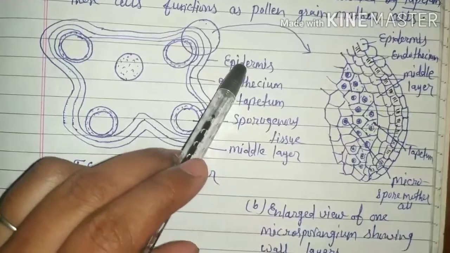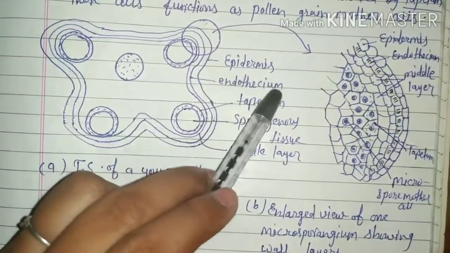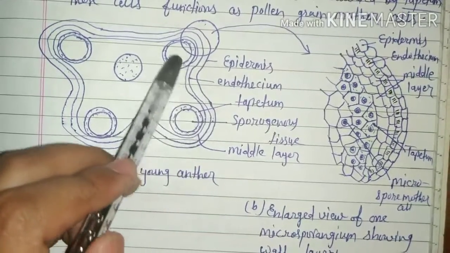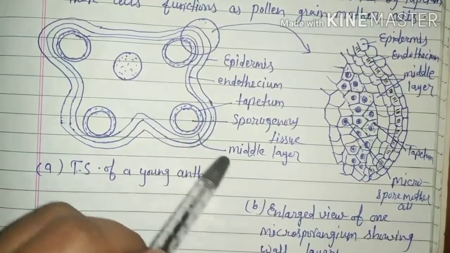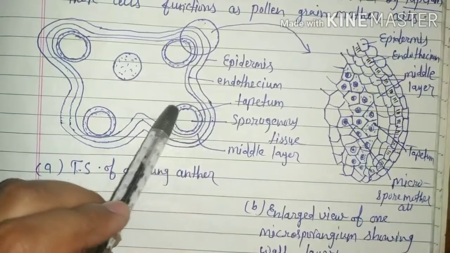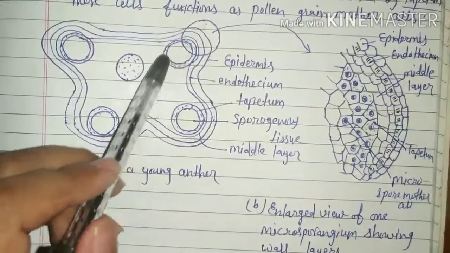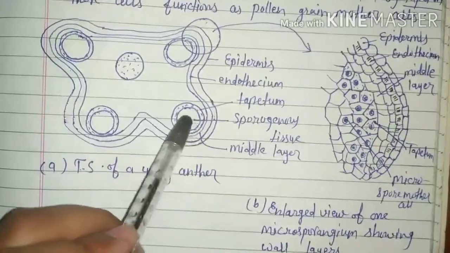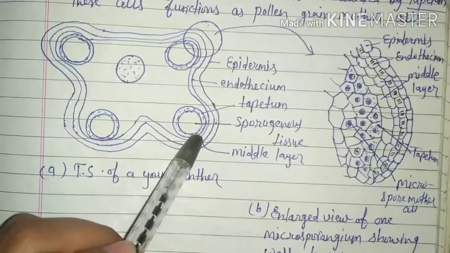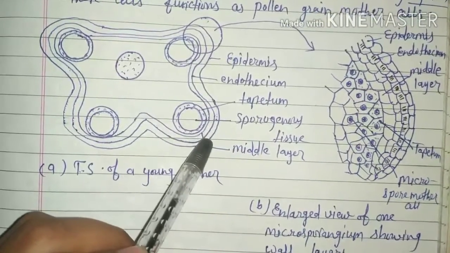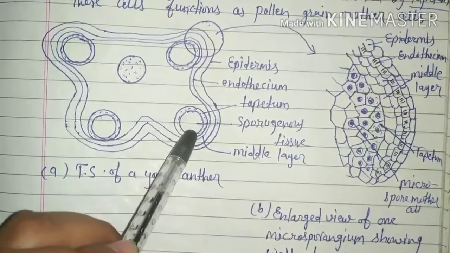Outermost layer is called epidermis. Below the epidermis, endothecium is found. Below the endothecium, middle layer is found, and below the middle layers, tapetum, the innermost layer, is found. Tapetum surrounds the sporogenous tissue which forms microspores. So anther wall or microsporangium wall only protects the sporogenous tissue.